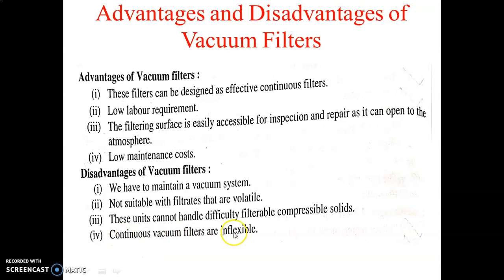Continuous vacuum filters are inflexible. Inflexible means in operation, so some operational problems may occur in continuous filtration. So these are the advantages and disadvantages of the continuous filter. The nutsche filter is nothing but a discontinuous filter, or we can say a batch filter.